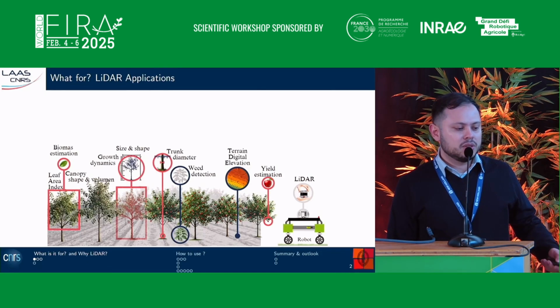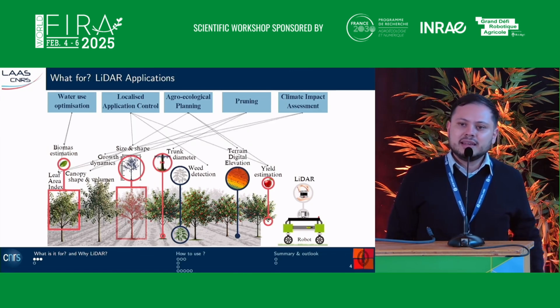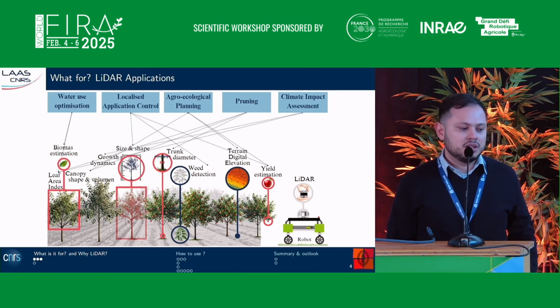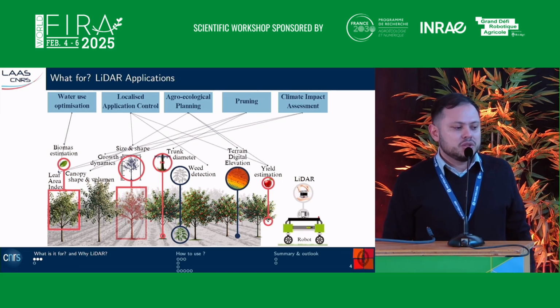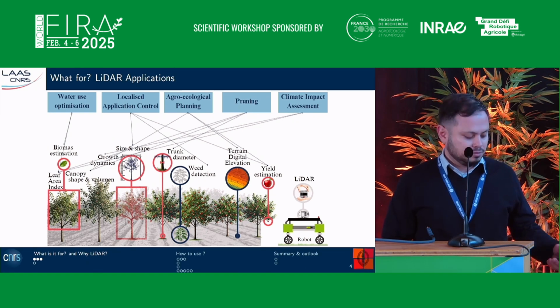And with all this information, we can help facilitate key agricultural decisions, like, for example, water use optimization, localized application control, planning, pruning, or even assessing the climate impact.